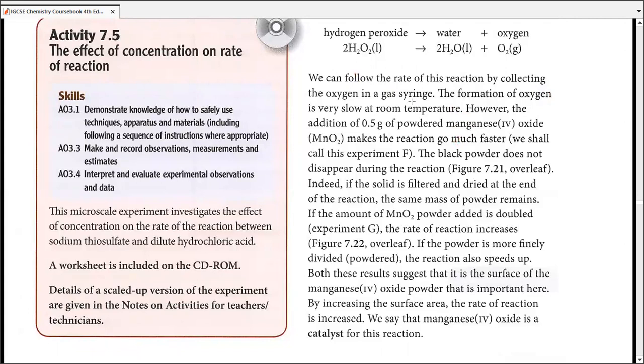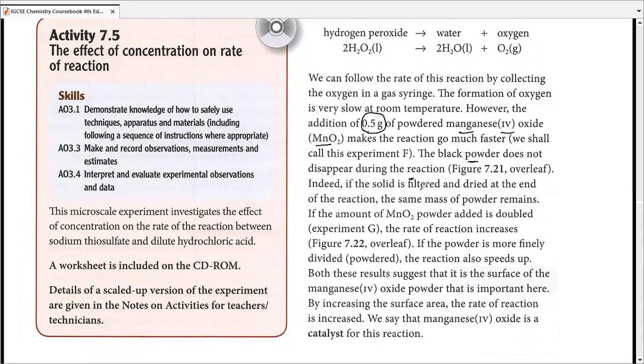And in this case, the specific catalyst we can use is the powdered manganese peroxide, MnO2, which is actually a black powder. And we're going to take a very small amount of it. As you can see, it's just 0.5 grams. And this is going to make the reaction go much faster. We're going to notice that the black powder, MnO2, does not disappear through the reaction.